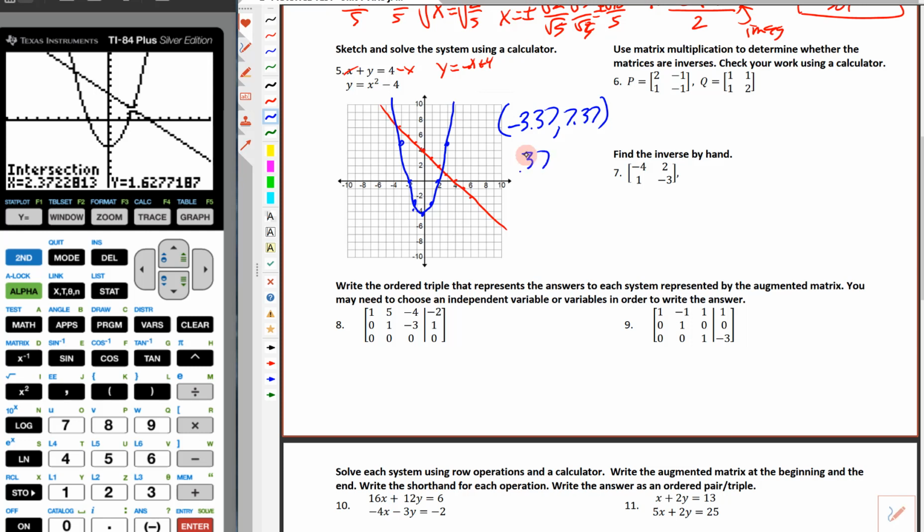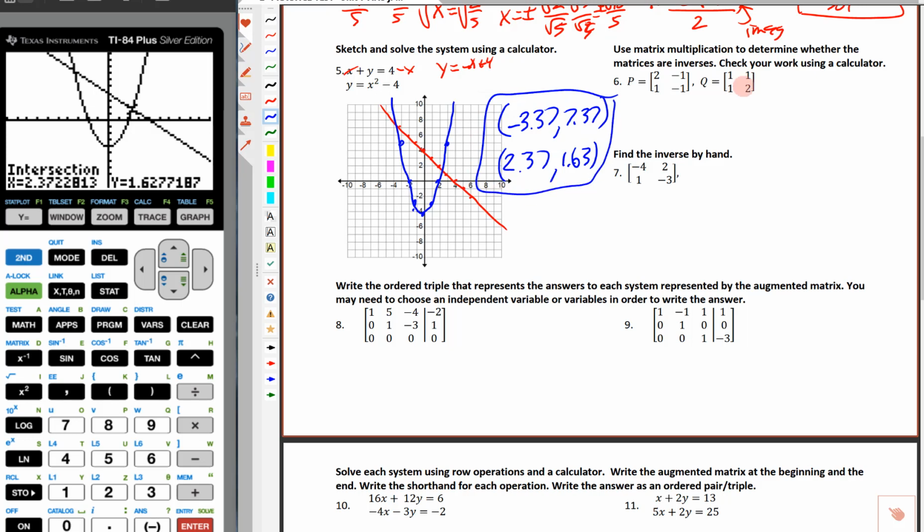Got to get a 2 here. 2.37, comma, 1.62. That 7's going to bump it up, so that's going to be 1.63. Okay. All right, let's take a look there, double check and make sure we've done everything right. Yep, that looks pretty good.